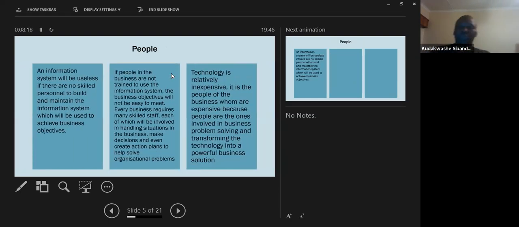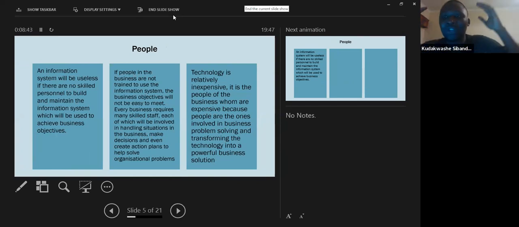So now let's go to people, right? We are done with the organization. Let's go to the people. An information system will be useless if there are no skilled personnel. There has to be someone that operates it, that knows how to use the system, right? The people themselves need to operate and maintain that information system in order to achieve business objectives. Because at the end of the day, it is people who achieve the business objectives.